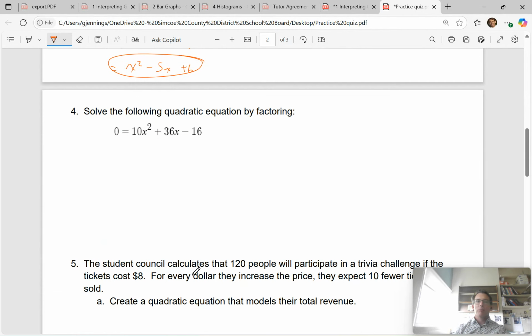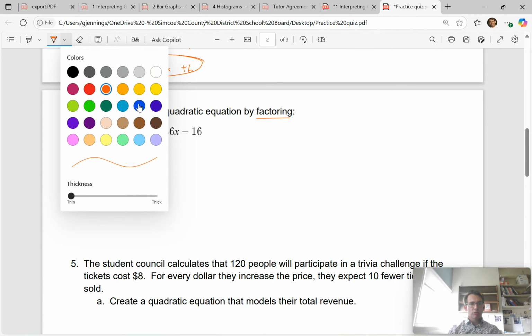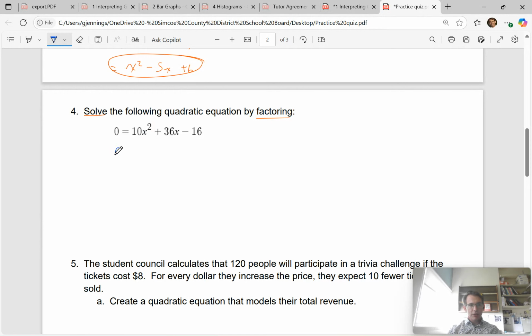All right. But what if we have something like this? And we're asked to solve the quadratic equation by factoring. Okay, let's take a look. First thing that we can notice is we have a common factor here. So I can factor out the greatest common factor, and that will make this easier. So it would be 0 is equal to 2 times 5x squared plus 18x minus 8. All of those numbers have a factor 2. By removing that factor 2, I get a simpler problem.